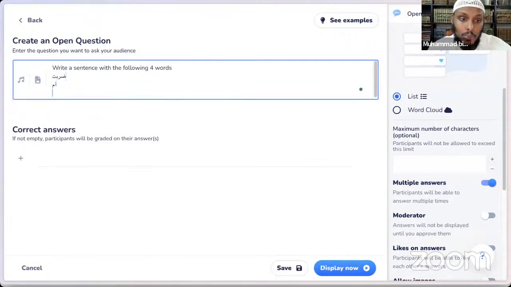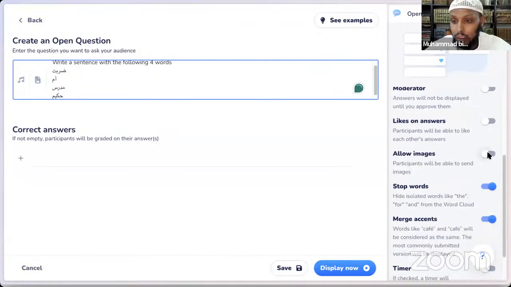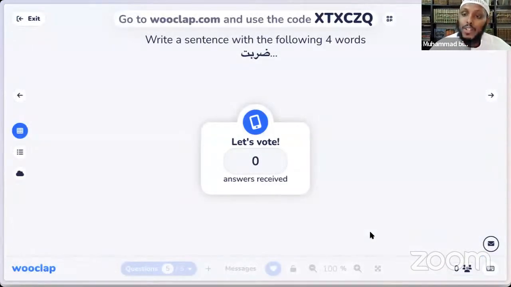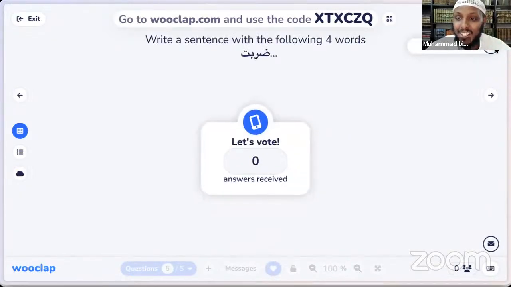ضربت, مدرس and حكيم. Bismillah. There you go. Go ahead. This is a جملة فعلية right now because we have a فعل involved. After this, we're going to do جملة اسمية as well, inshallah. So I want you to write me a جملة فعلية that starts with ضربت.